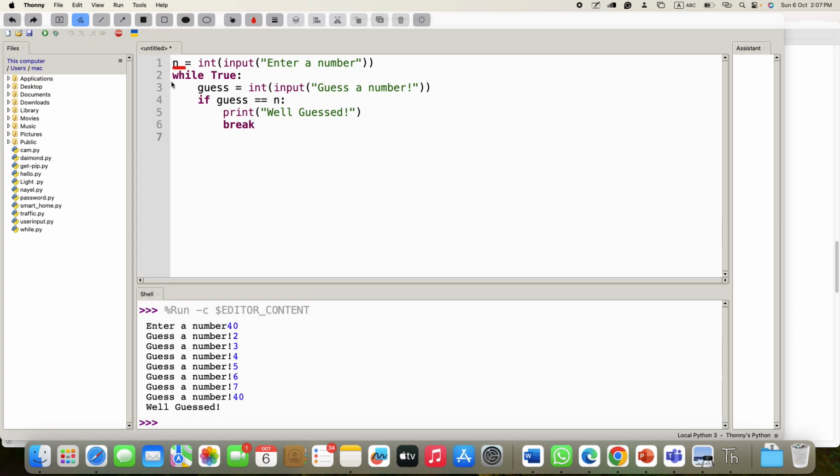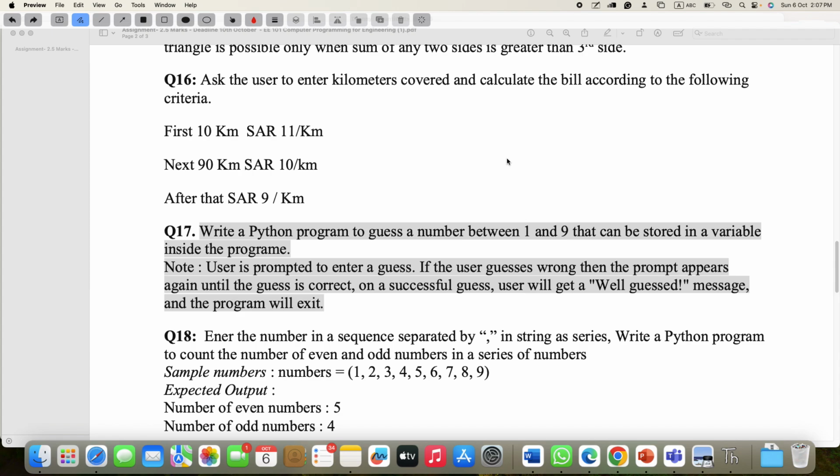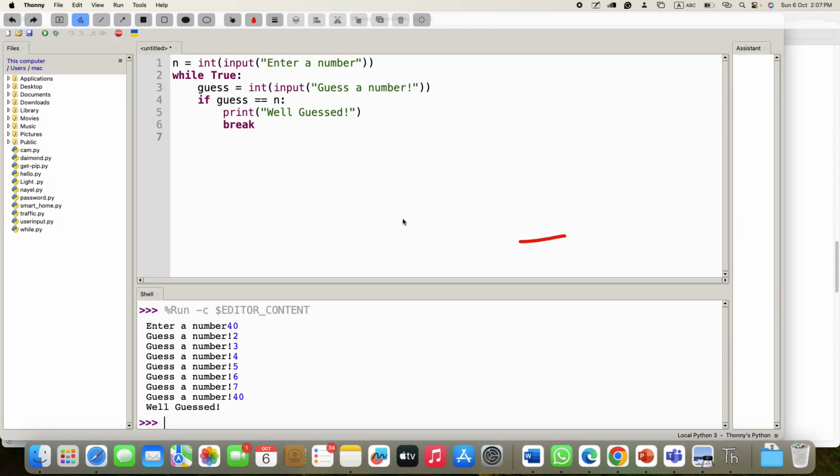Here, take the number, run the infinite loop, guess the number. But the program says between 1 and 9. See? There's one person always reading, listening, and paying attention. Exactly. So this is the wrong answer. What does the program say? Between 1 and 9. One person is always awake in the class. Thank you for being vigilant.